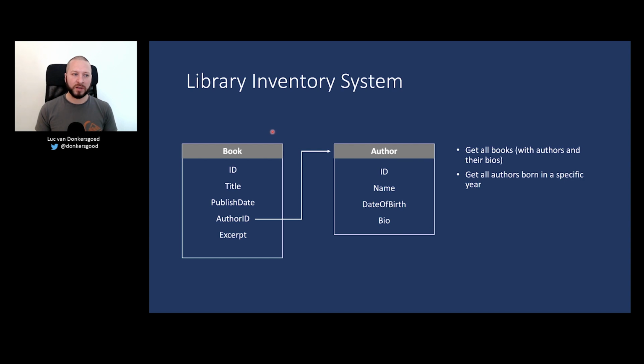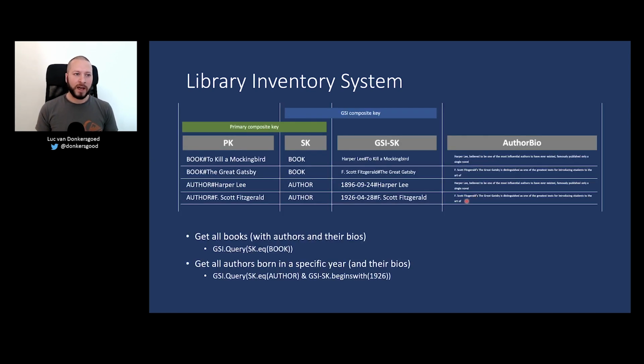We have the library inventory system, we still have the books and the authors, but before we design our table, we first determine the access patterns. And in our example, we have determined that there are two access patterns. One is we want to get all the books with their authors and their bios. And the second one is we want to get all the authors born in a specific year. Now let's take a look at how to design that DynamoDB table.